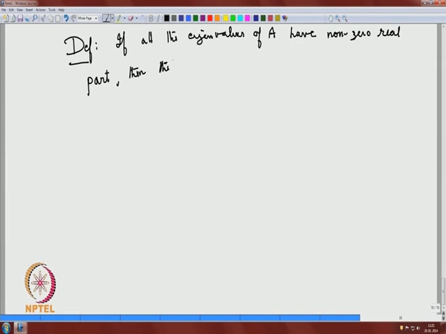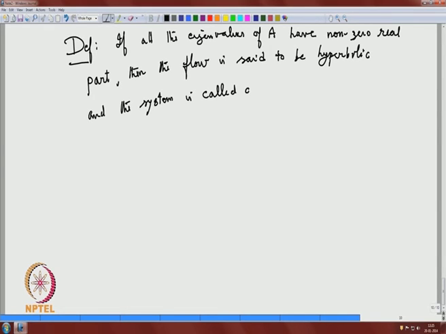and the system is called a hyperbolic system. So you will study more about this hyperbolic system etc. in the nonlinear part. Okay.